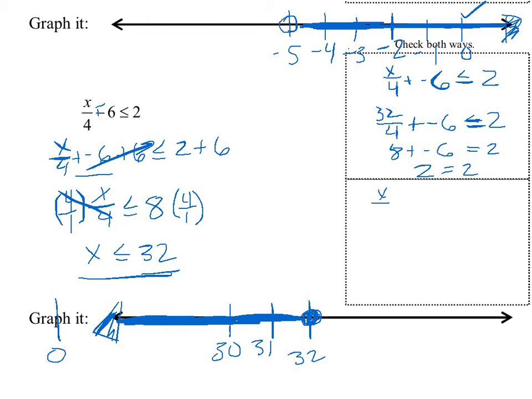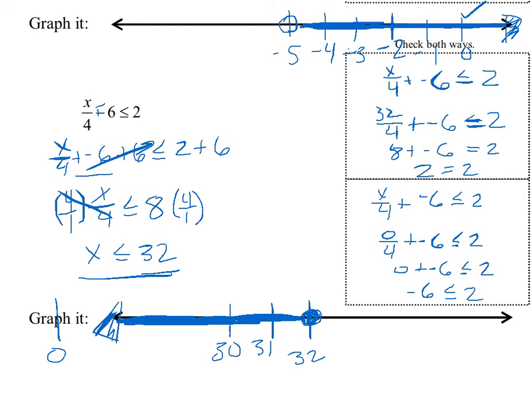So I'm going to come back again to my original inequality. I'm going to rewrite it down just one more time. I'm going to plug in 0 for x. 0 plus negative 6 is less than or equal to 2. 0 plus negative 6 is negative 6, which is less than or equal to 2.